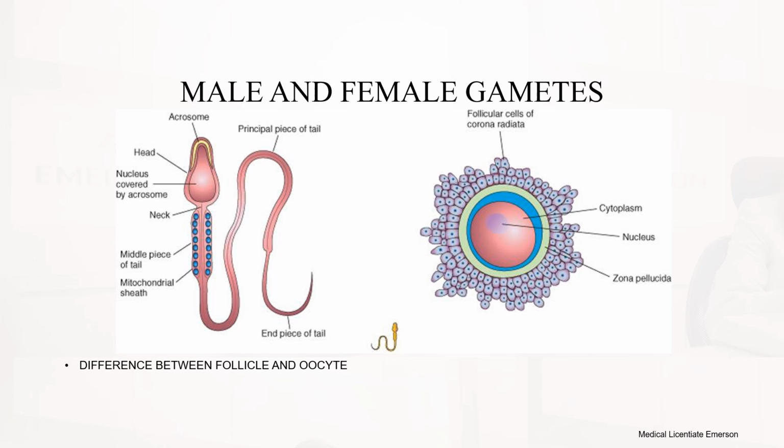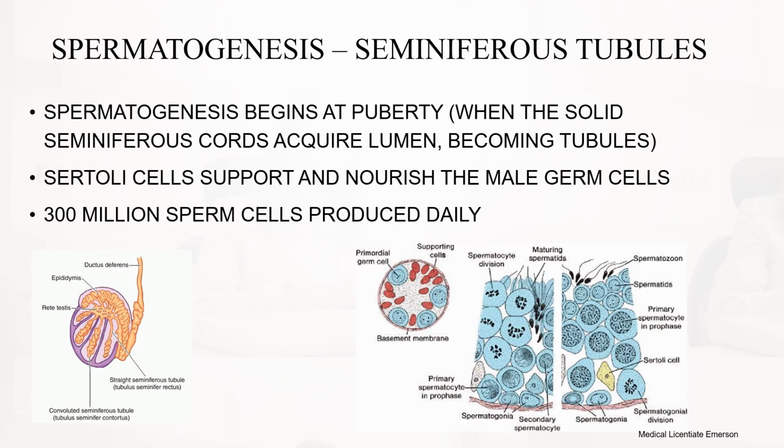The third is location. The follicle is within the ovary. Then the oocyte is within the follicle. Then the last key difference is the hormone production. The follicles produce hormones, whilst the oocytes do not produce hormones. That's also another difference. Okay, so we are done with the differences.